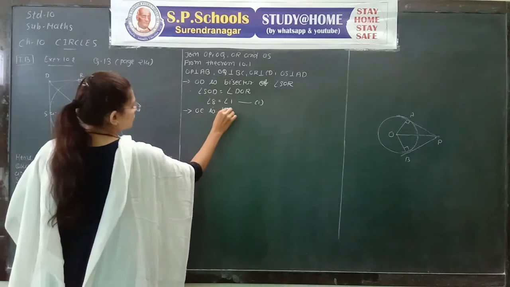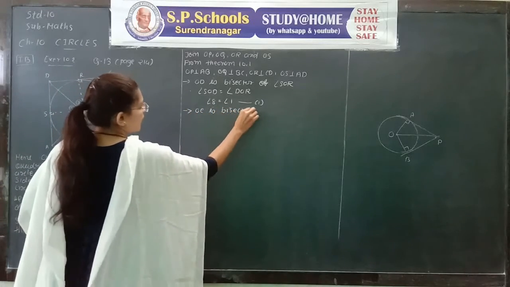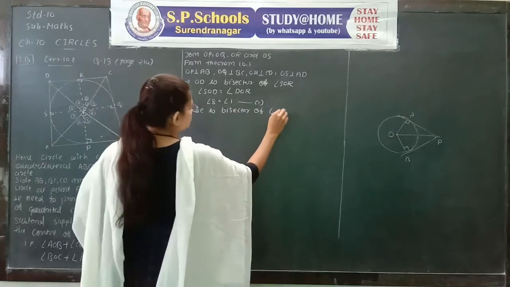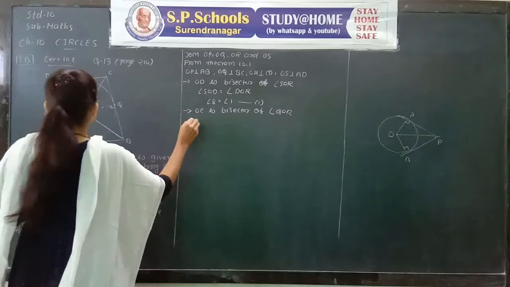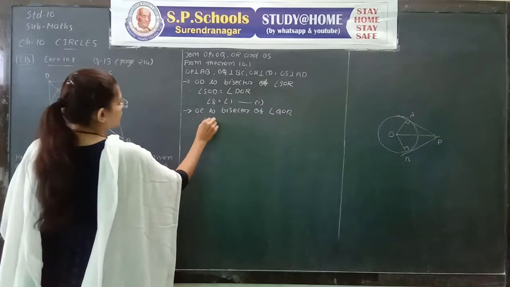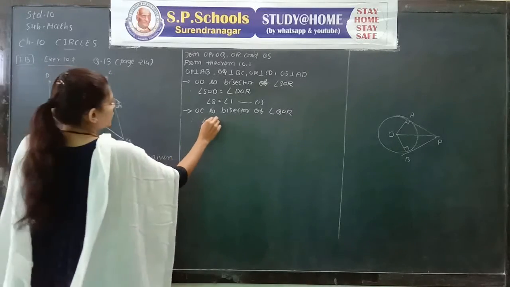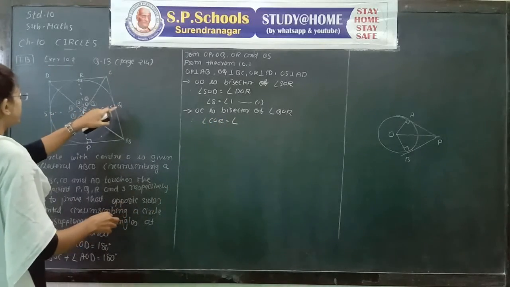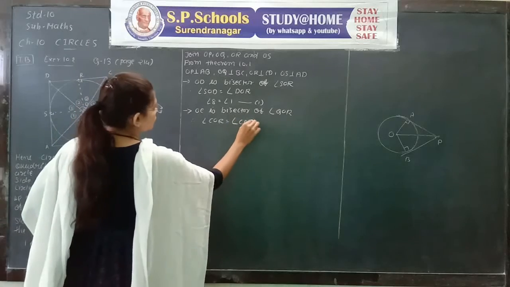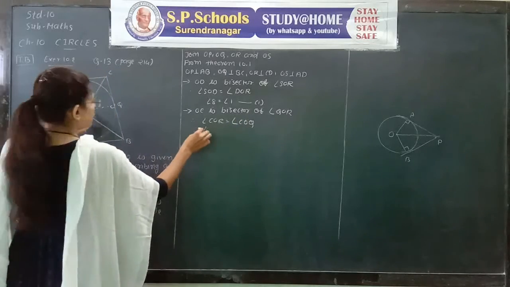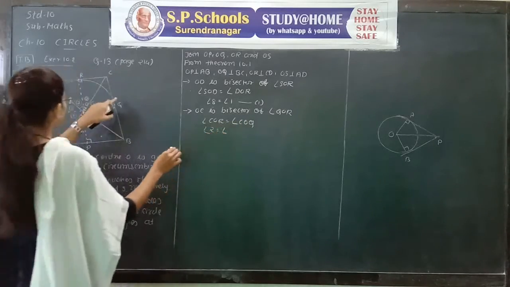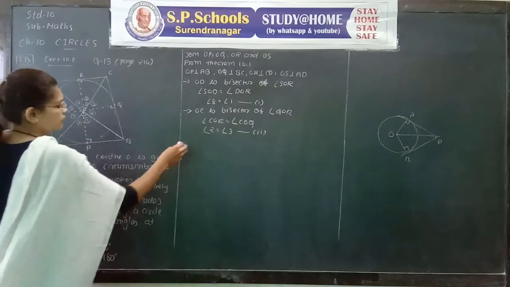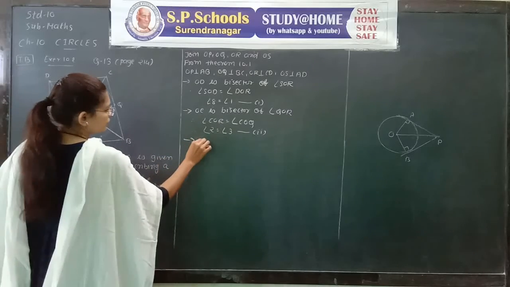Next, OC or CO. OC is the bisector of angle QOR. That's why angle COR is equal to angle QOC or COQ. COR is angle 2 and COQ is angle 3. Second result.